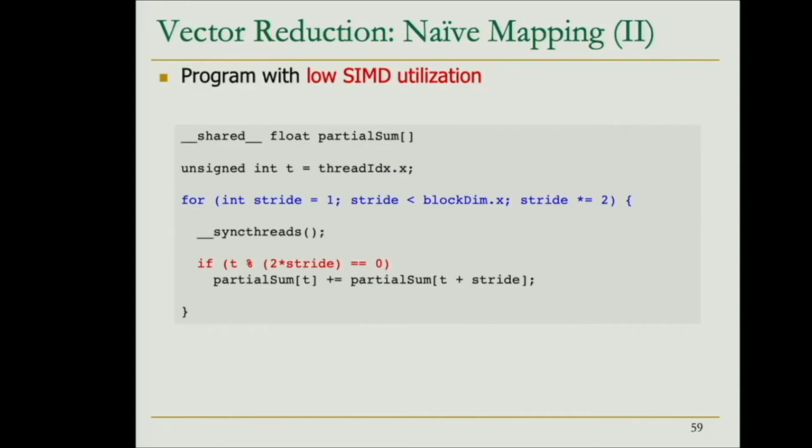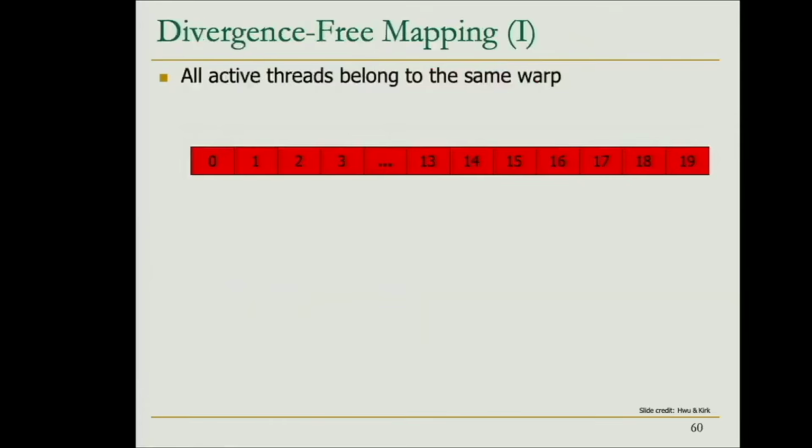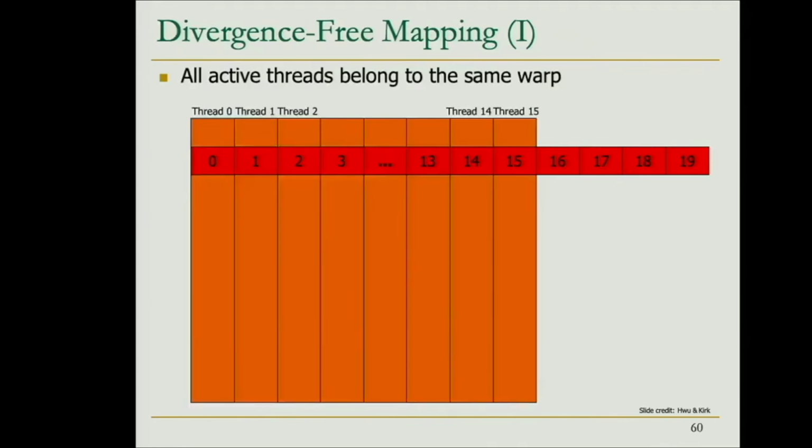Problem, very low SIMD utilization. So how can I come up with a divergence-free mapping? Well, in the case of the reduction, something is really possible, because reduction typically is an associative operation, right? So think about the sum, think about the addition. Because of the associative and commutative properties, I don't really care about the order of the additions. I don't really have to add the first 0 and 1 and then 2 and 3 and so on.